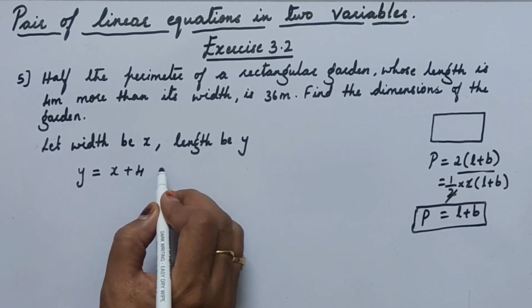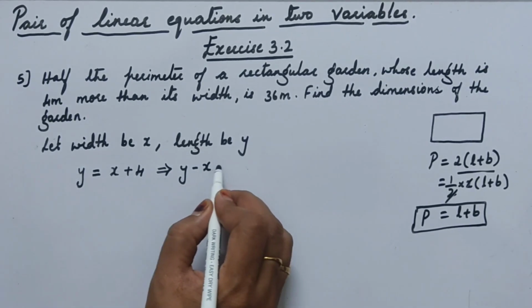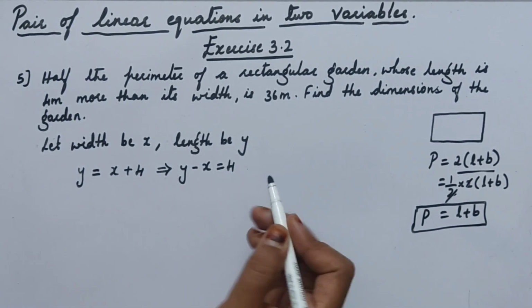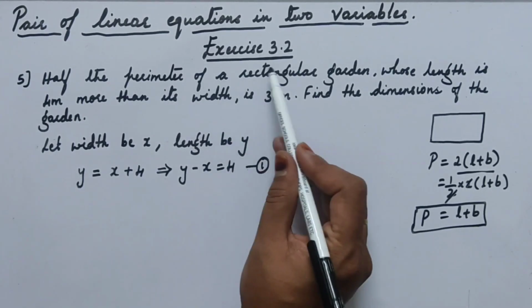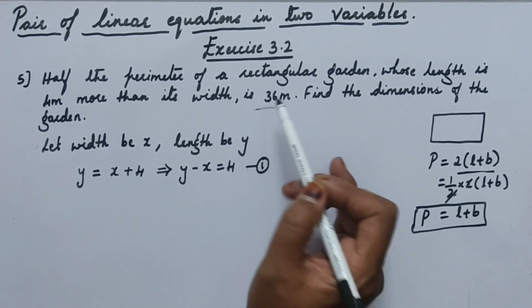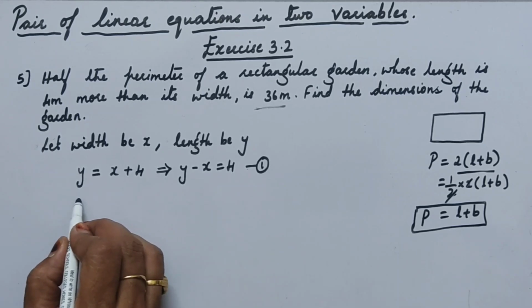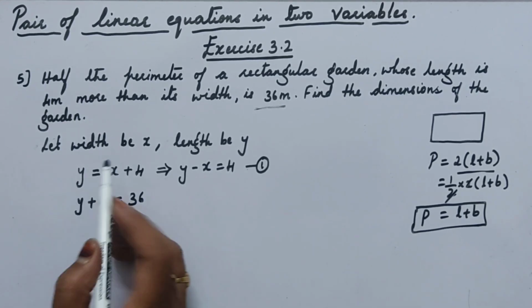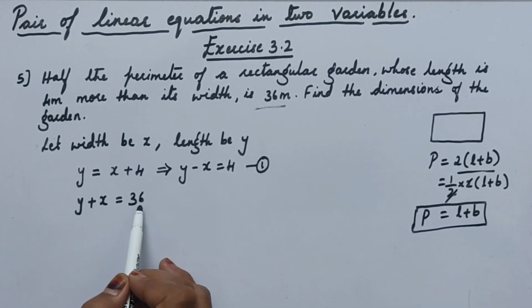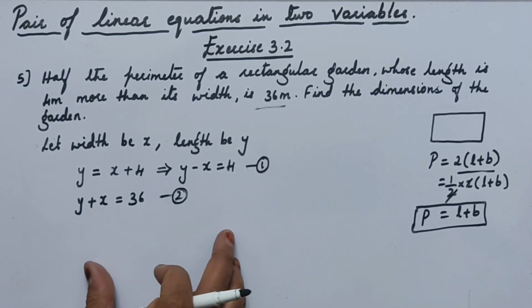Okay, I got this equation 1, or else further you can write this as y minus x equal to 4. Students, this is the first equation we got. And the half of the perimeter is 36 meters. Now I can write this as y plus x equal to 36. Width plus length equal to 36. This is equation 2. Is this clear, students?